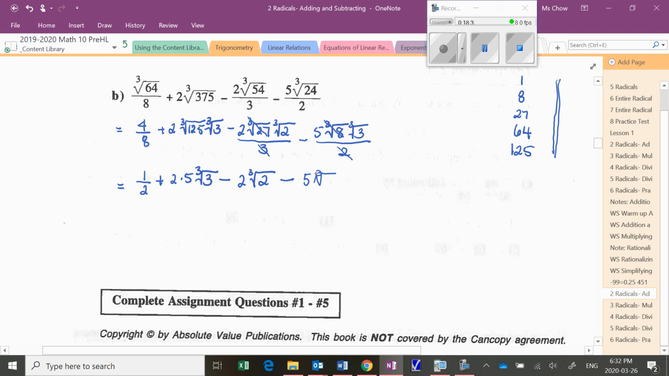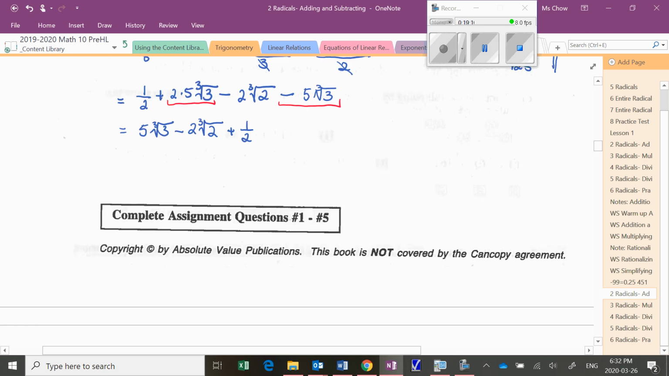And so then we have, in terms of like terms now, we just have our cube root 3. So this is 2 times 5, or 10 cube root 3, minus 5 cube root 3. So that's going to give us 5 cube root 3. And so that's when we combine these two together. And then that leaves us then with minus 2 cube root 2 and plus the 1/2.